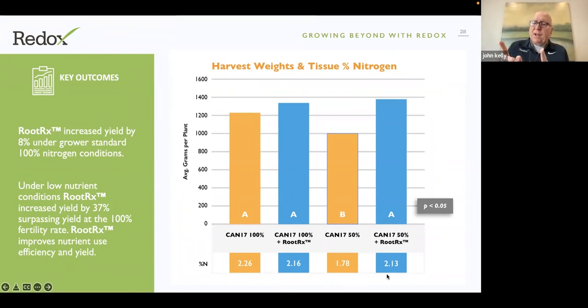The most interesting thing is in the third column, when we reduce that nitrogen budget to 50%, what happens with straight CAN 17? We see a sharp reduction in productivity. However, when we have applied a 1% solution of RootRx with that CAN 17 in the fourth column, what do we see? We see no yield loss from 100% and actually a very small increase. It just highlights the potential of the role of that root system in improving nitrogen efficiency.